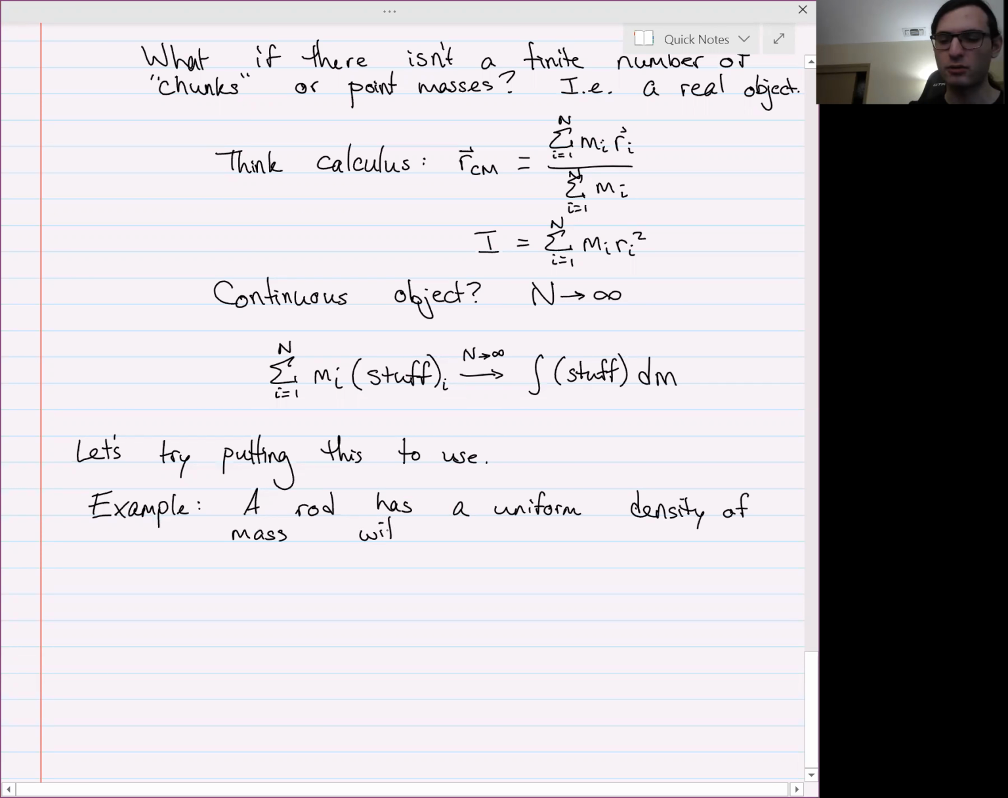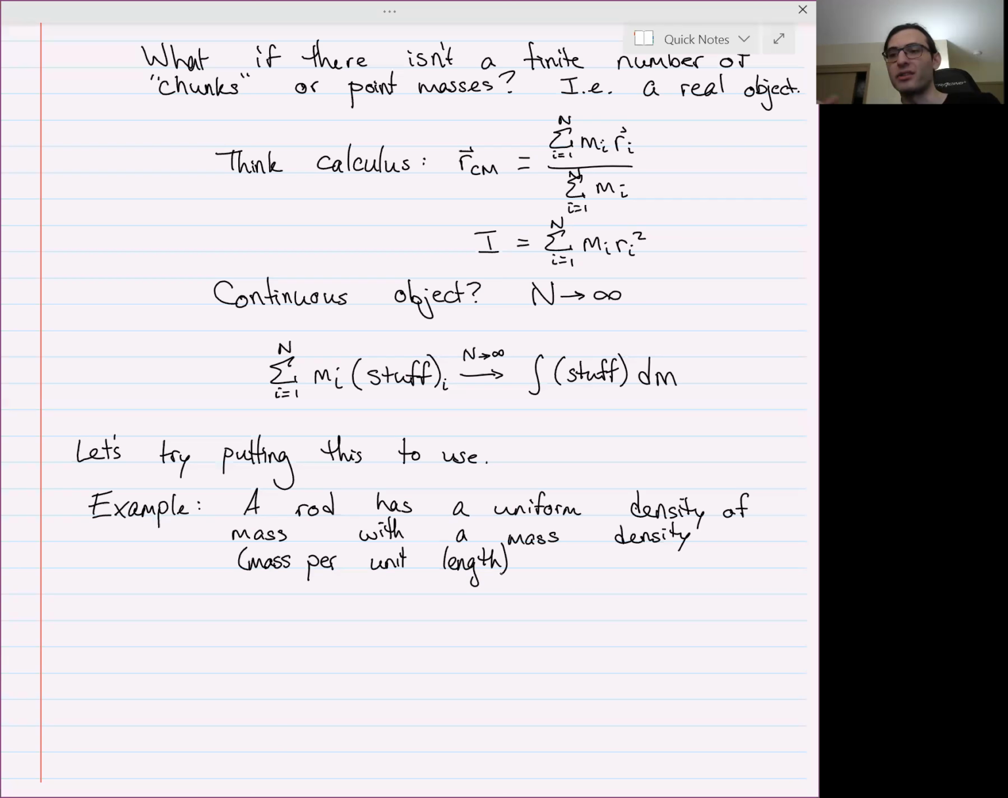with a mass density. And by the way, when I say mass density, that means mass per unit length. So think 1 centimeter of this rod has such and such mass. 2 centimeters would have twice as much mass. So the mass density would be the mass of 1 centimeter divided by the length 1 centimeter. And so the mass density is given the name lambda, Greek letter.